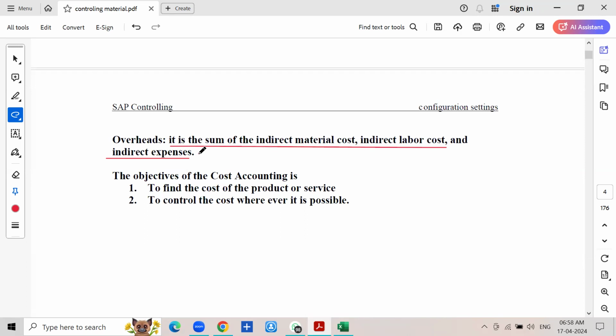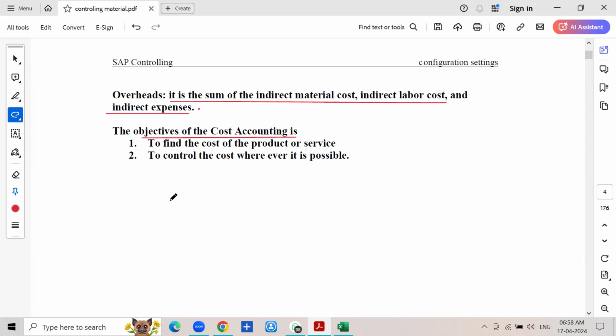Before going to understand what is overheads, first we have to know the objectives of cost accounting. The objectives of cost accounting are to find the cost of the product or service and to control the cost wherever it is possible.